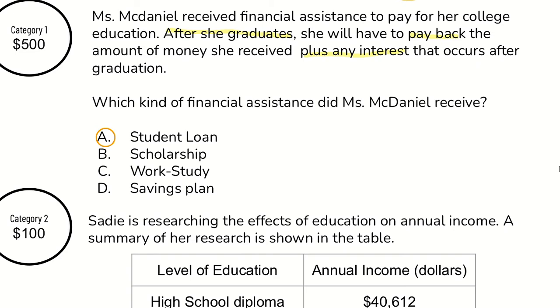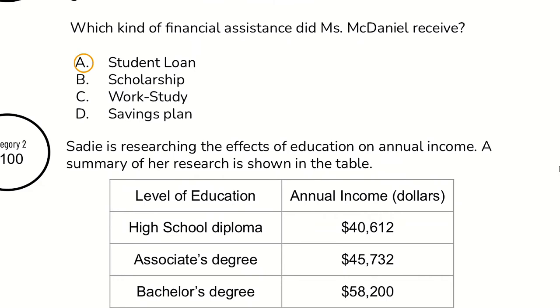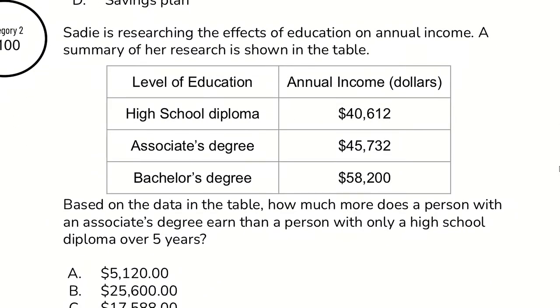That's cool. Okay. So next we've got Sadie is researching the effects of education on annual income. A summary of her research is shown on the table. So she researched 3 different levels of education. We've got a high school diploma. The average annual income is about $40,000 or $40,612.